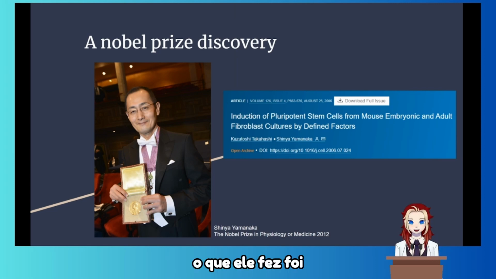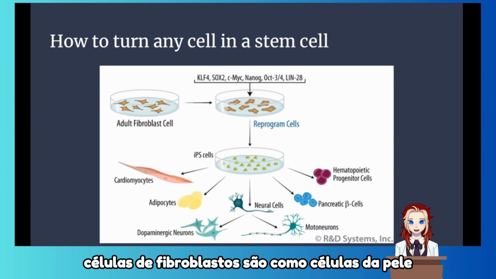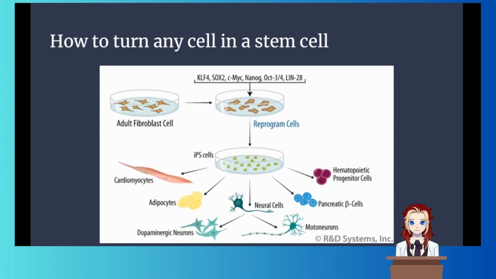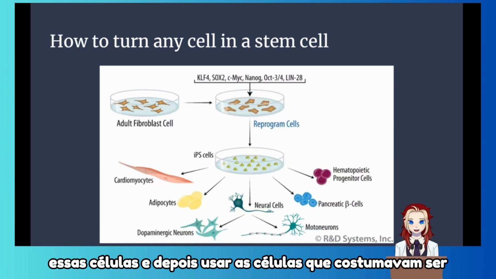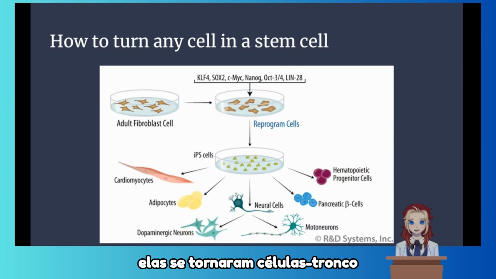What he did is he took fibroblast cells. Fibroblast cells are like skin cells. You can take cells from skin, and they did that with mice, obviously. And you can add some transcription factors, and they can reprogram those cells, de-differentiate them. That is, turn them back into the state of a stem cell. So they can reprogram those cells, and then use those cells that used to be skin cells to make any cell in the human body, because they have become stem cells.